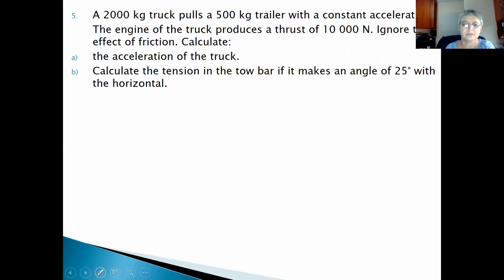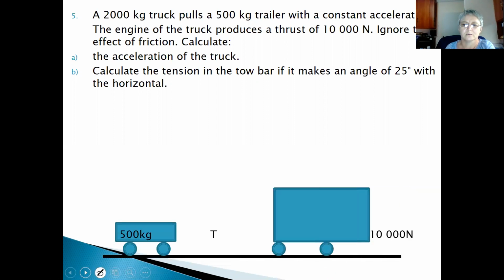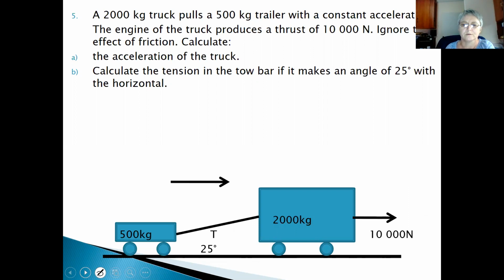I think there is a diagram here that I need to get to. Is that it? 25 degrees. Acceleration is in that direction. Right. Acceleration is unknown. And tension is unknown. Two unknowns, two equations. We start off by drawing a free body diagram for each.